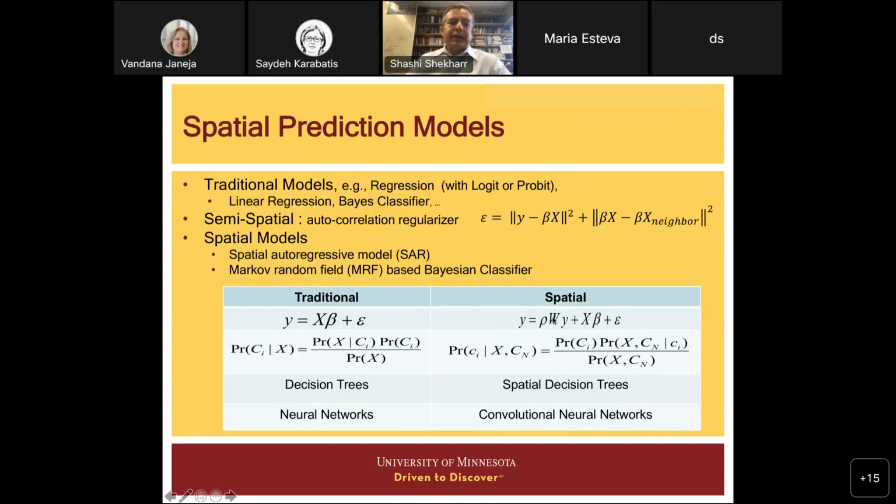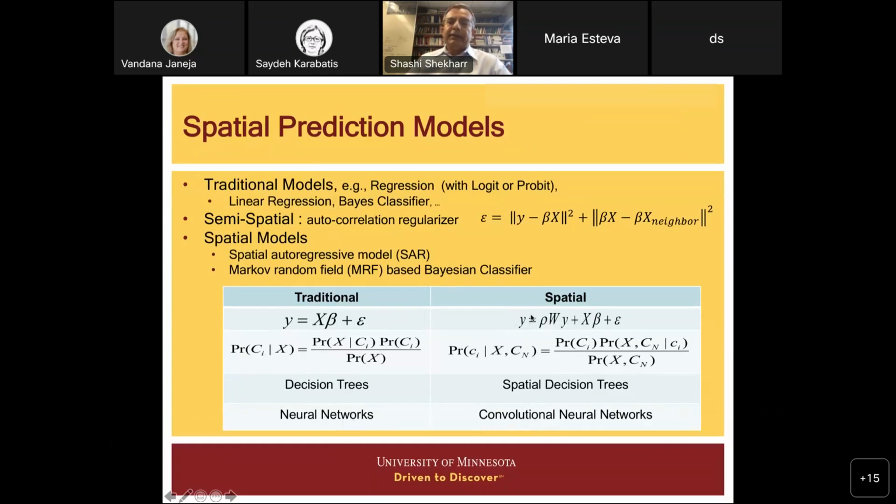And this can be done in other models as well. If you know Bayesian classifier, it is trying to do it there. Decision tree, it's doing it there. Neural network world has also figured it out. And if you think about convolutional neural network, that's exactly what they are doing. The nearby pixels are looked at in classifying a particular pixel, right? But statistically, this is a very clean thing to talk about.